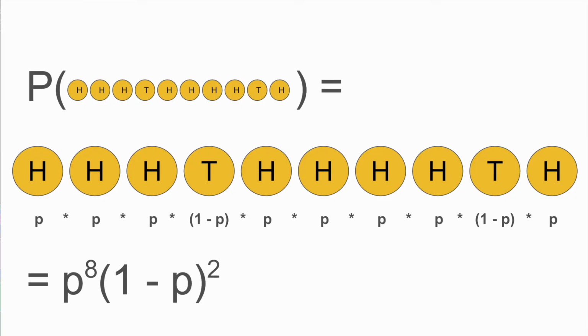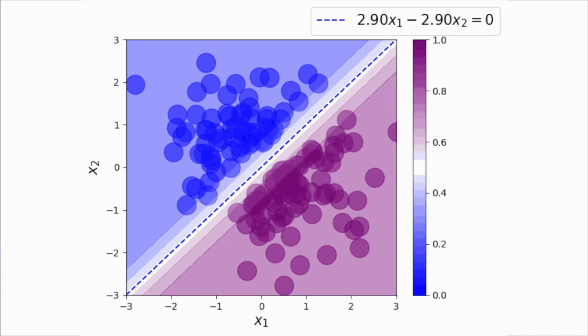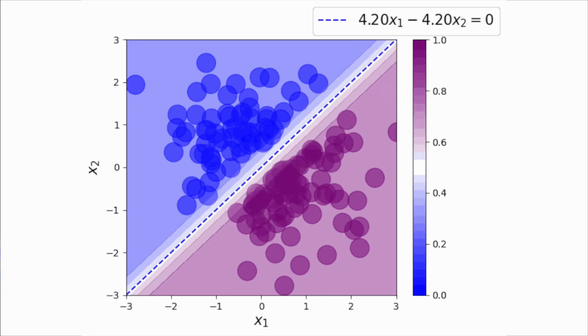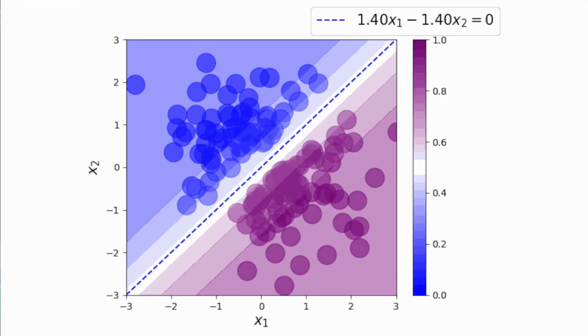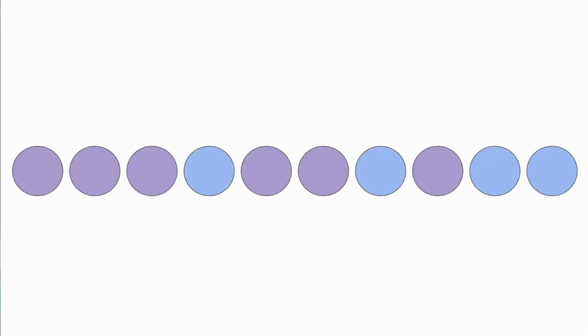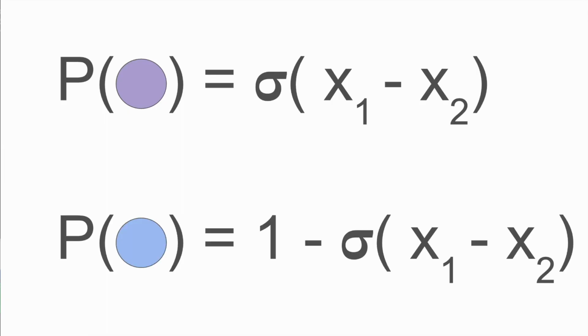What value of p makes the likeliness of seeing 8 out of 10 heads maximal? Well, we take the derivative, set it equal to 0, and we get 80%. It's the same reasoning for logistic regression. We try to find the parameters of the line that make the data we saw as likely as possible. The likeliness of the data we saw is just the probability of the first data point times the probability of the second, etc. Each of which is either the probability of purple if the point was purple, or 1 minus the probability of purple if the point was blue. And these probabilities are completely determined by the parameters of the line.